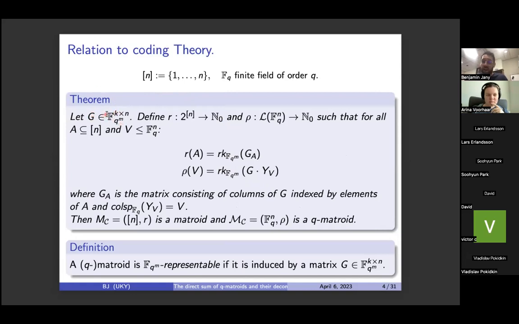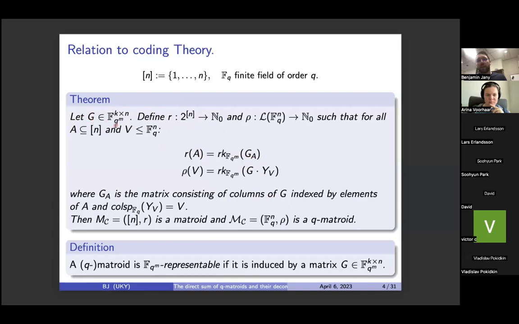So just like for classical matroids, where we start with a matrix and define a matroid from that matrix, the ground set of that matroid will be the set 1 through n, where n is the length of our matrix, and the rank function of the matroid associated to G is the function such that for all subsets A of 1 through n, I consider the rank of the submatrix consisting of the columns of G indexed by elements of A, right?